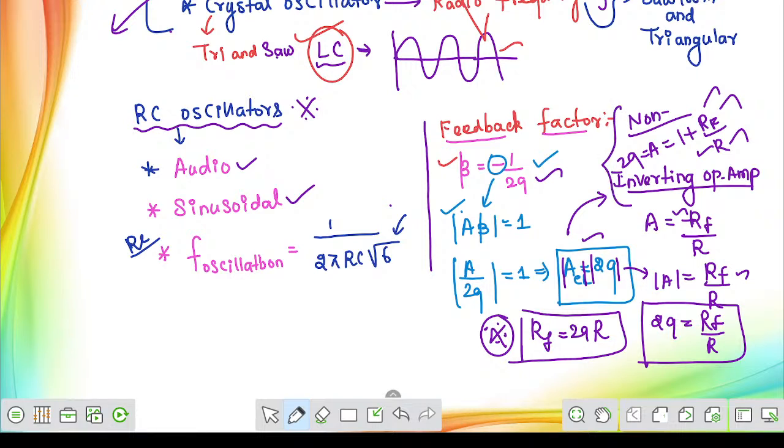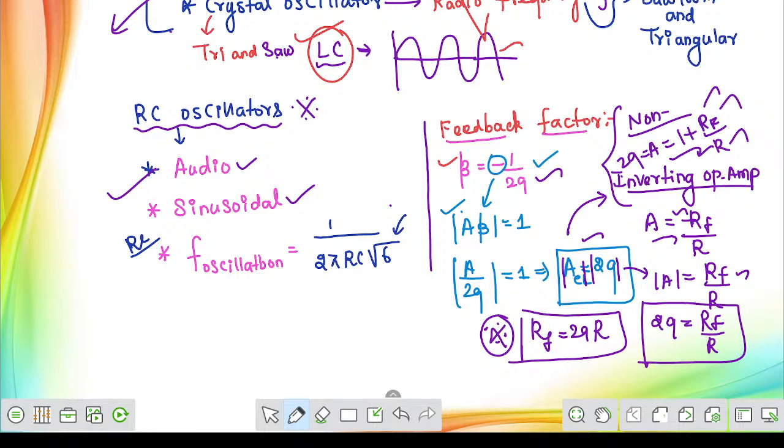Don't worry. You don't need to think, sir, there are so many applications, how do we know from which application they are framing the question? Strictly, they will frame the question from this area only. Don't worry. Either they will take the non-inverting or the inverting operational amplifier, with the same formula that I am giving here. You can just remember these two things, because as I am saying, these things are very important from your examination point of view.